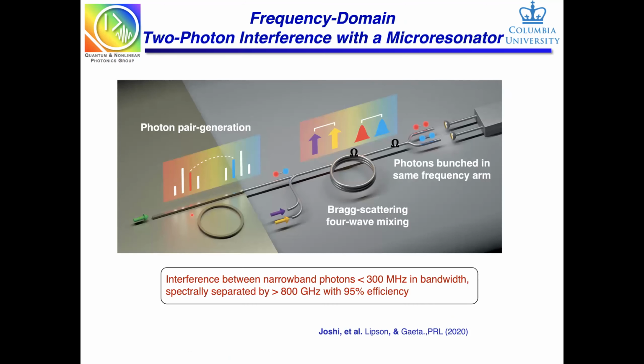So here we set up an experiment to observe this Hong-Ou-Mandel interference. What we did is we used a microresonator to generate correlated photons. The microresonator allows us to generate correlated photons on a grid. That is, we generate photon pairs. We have the pump right in the middle, but now the photons are generated at modes of the microresonator such that every one here is generated along with another one here. And then we take those two correlated photons, let's say a red and a blue one, and we mix them with a pump in our Bragg scattering four-wave mixing fiber.